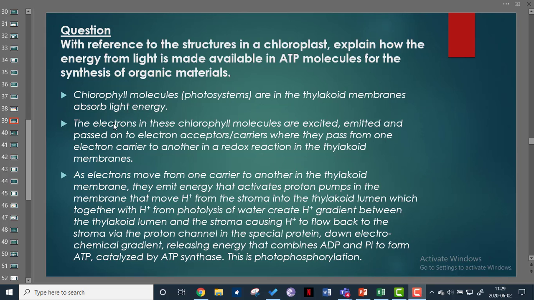So you should be very keen on talking of the electron transport chain, how those chlorophyll molecules release the electrons, how they get picked up by the electron acceptors, and how they pass through the electron transport chain from one carrier to another, releasing energy, which is used to synthesize the ATP. Now, there is another thing that you need to note, that as those electrons move from one carrier to another in the thylakoid membrane, they release the energy. That energy that is released is used to activate the proton pumps in the membrane.